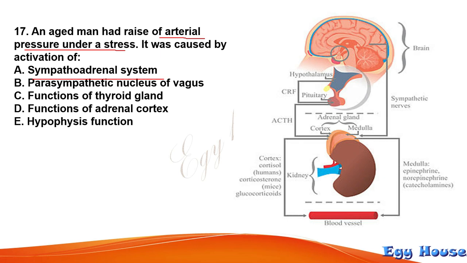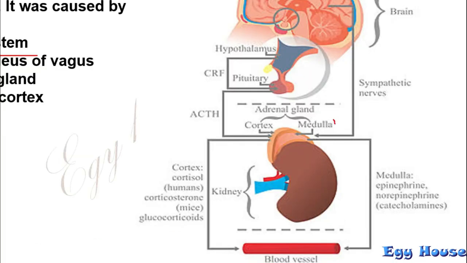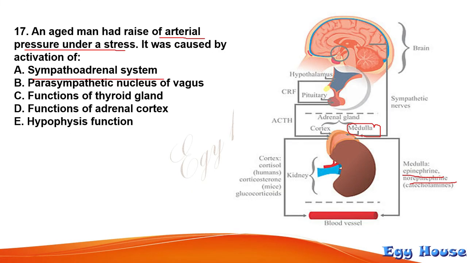the sympathoadrenal system is mainly induced by the medulla part of the suprarenal glands that secrete epinephrine and norepinephrine, known as adrenaline and noradrenaline, and these two hormones lead to an increase in the arterial pressure. So they are mainly secreted under stress. So don't stress yourself, guys.